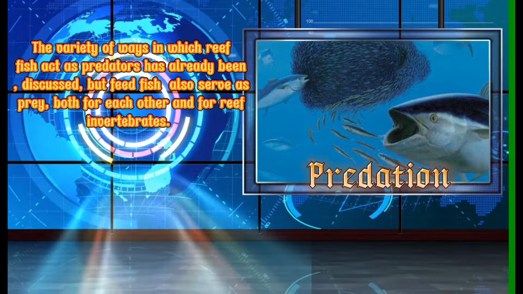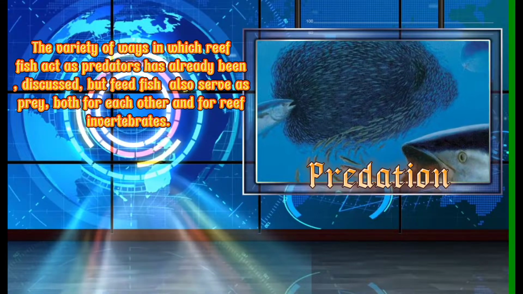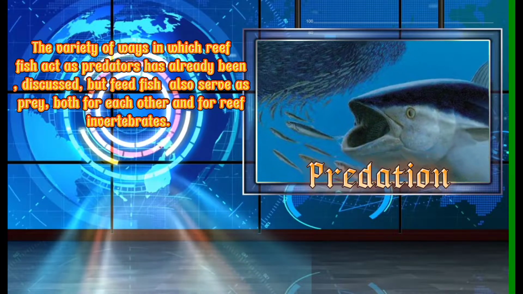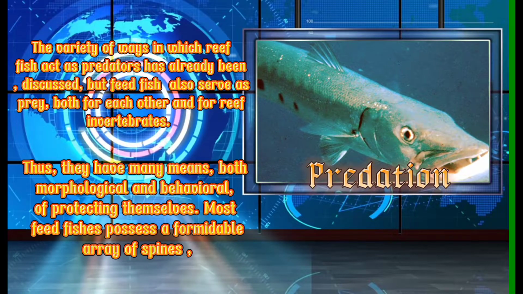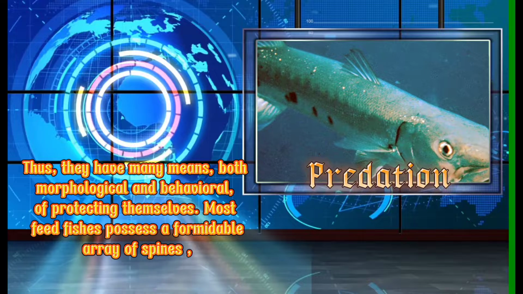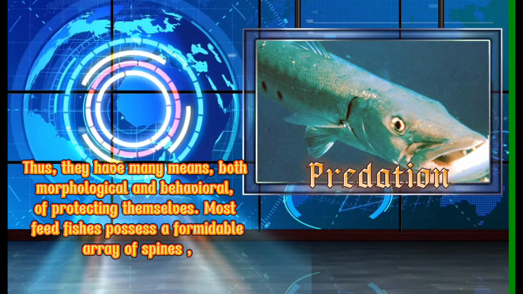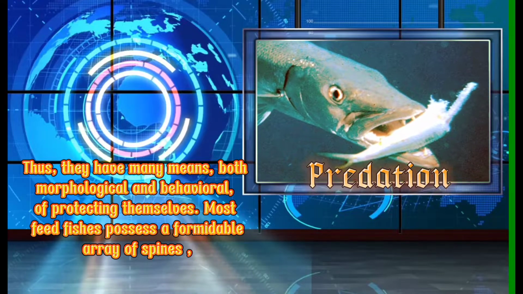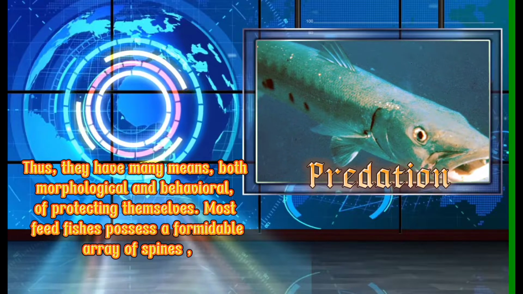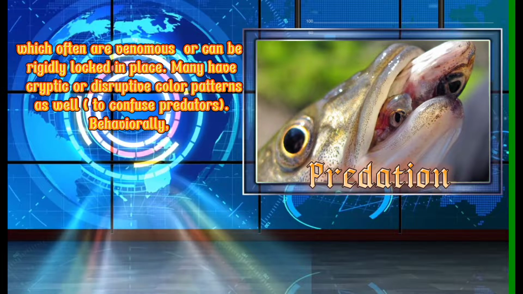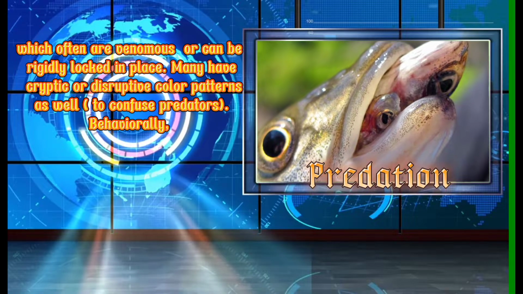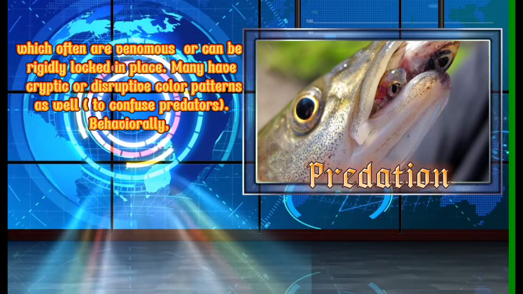Predation. The variety of ways in which fish act as predators has already been discussed, but reef fish also serve as prey, both for each other and for reef invertebrates. Thus, they have many means, both morphological and behavioral, of protecting themselves. Most reef fishes possess a formidable array of spines, which often are venomous or can be rigidly locked in place. Many have cryptic or disruptive color patterns as well, to confuse predators.